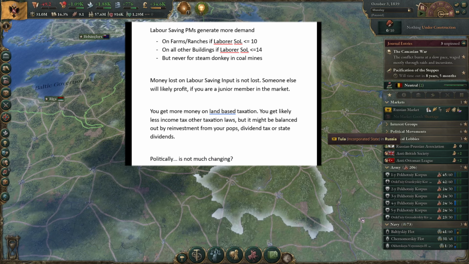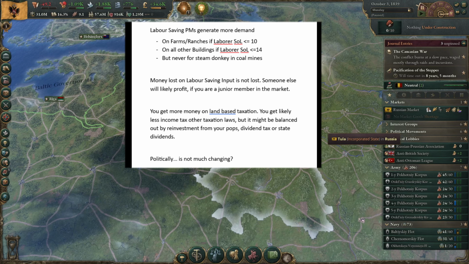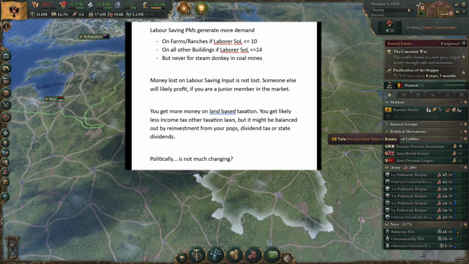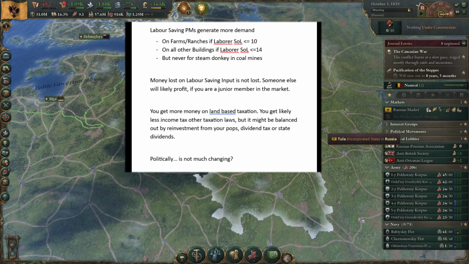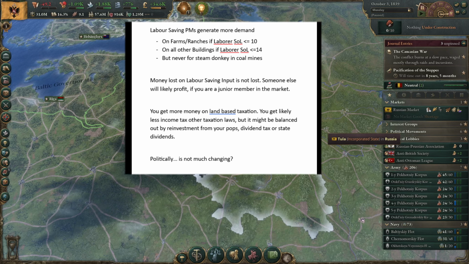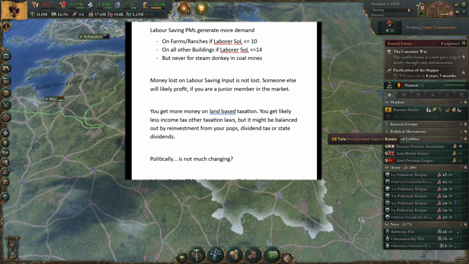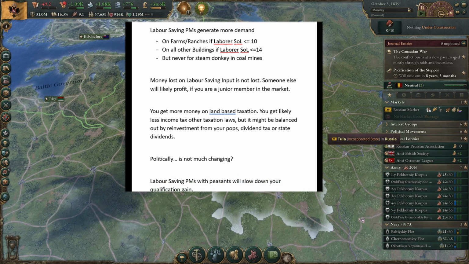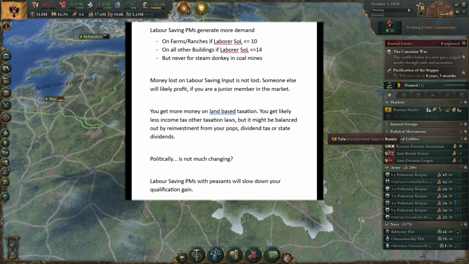Politically, there's probably not much changing. Many laborers will be politically unaligned before you get any kind of schools. And you will move money to the owners of non-agricultural buildings, which will be financial districts and the state. I have no idea about the actual impact, but I don't think it's a lot. Just my guess though. Activating labor-saving production methods early will slow down your qualification gain. If you struggle here, you might not want to do it.